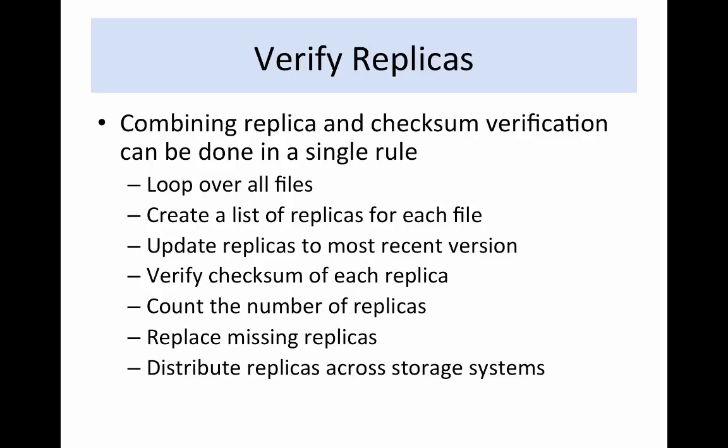The verification of the existence of each replica and the validation of the replica checksum can be combined and done in a single rule. The processing steps would be: loop over all files, create a list of replicas for each file, update replicas to the most recent version, verify the checksum of each replica, count the number of replicas, replace missing replicas, and distribute replicas across the storage systems as they are being created.